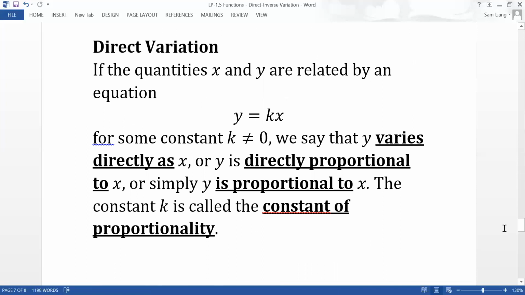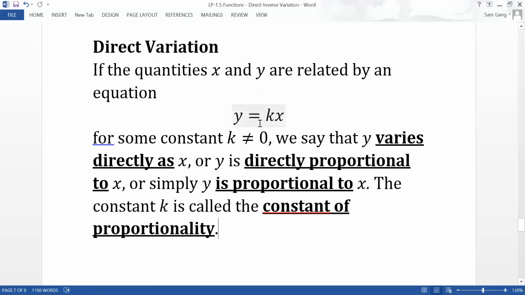If the quantities x and y are related by an equation y equals kx for some constant k not equal to 0, because if it was 0, right, it would just be y equals 0, which is not very interesting. We say that y varies directly as x, or y is directly proportional to x, or simply y is proportional to x. The constant k is called the constant of proportionality. Okay, so that's a new vocab word, nothing fancy.